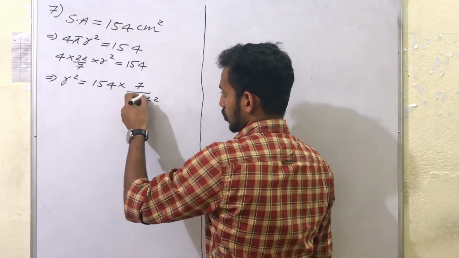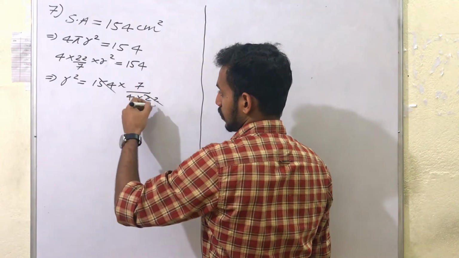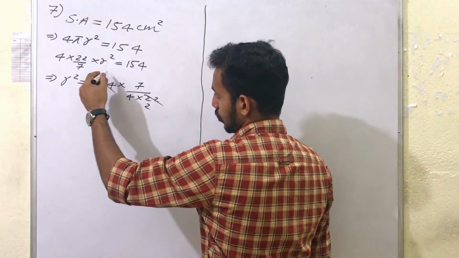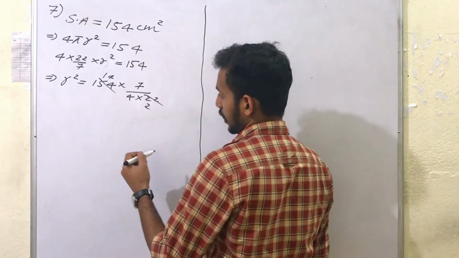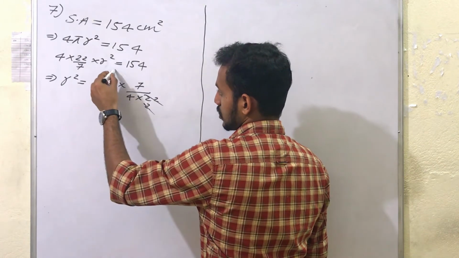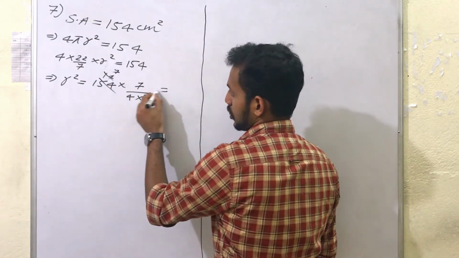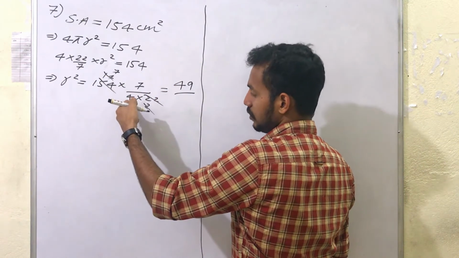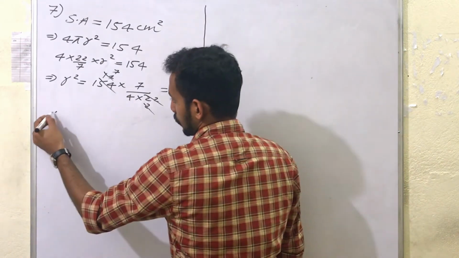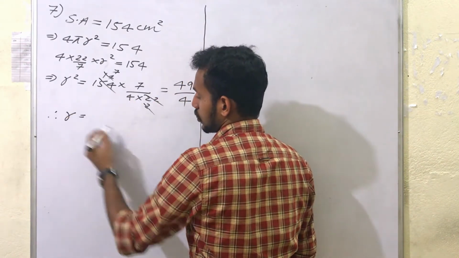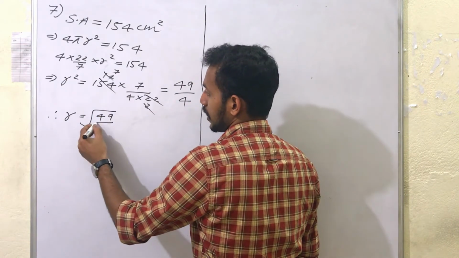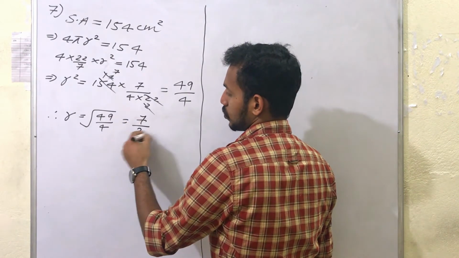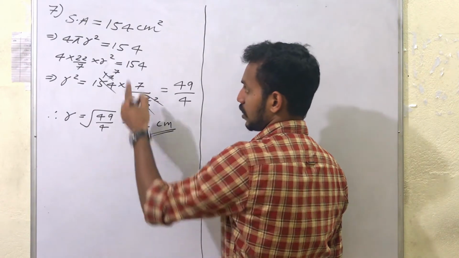This can be a multiple of 12, so cancel with 12, 11. So what we will get here, 2? Here it will be 140. Again, cancel with 2, it will be 7. Which is equal to 7 into 7 is 49 divided by 4. Therefore, r square is equal to 49 by 4, then r is equal to square root of 49 by 4. Square root of 49 is 7 and square root of 4 is 2 centimeter. So radius we have got.